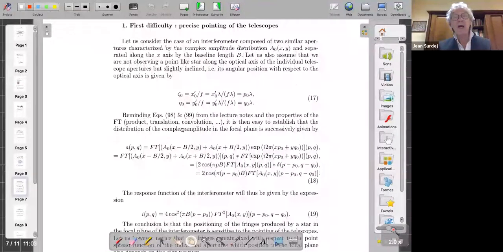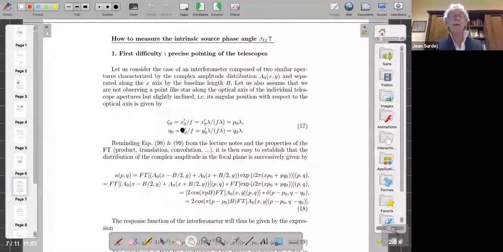In practice, how can I measure the intrinsic source phase angle beta 1-2? Because we've seen this angle measures the shift of the fringe patterns in the focal plane of the interferometer. Now there are a few difficulties before proceeding with that measurement.